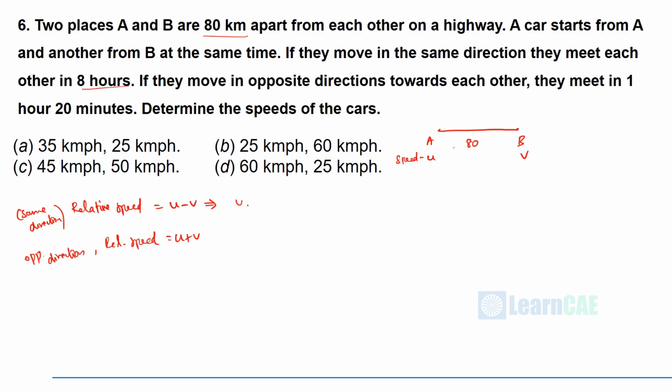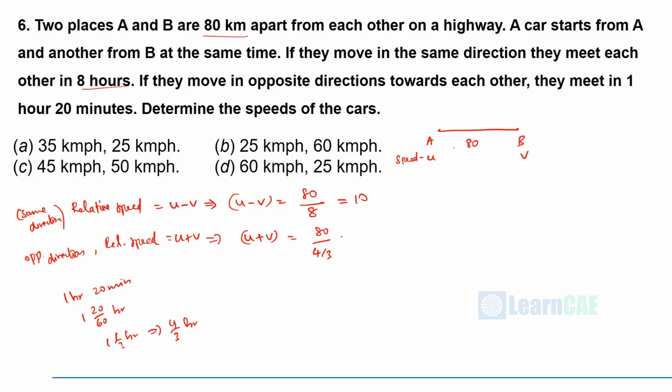So in the first case, the speed u minus v is equal to distance by time. Distance is 80 kilometers, time taken is 8 hours. In the second case, the speed is u plus v, and the distance covered is 80 divided by the time taken, that is 1 hour 20 minutes. So 1 hour 20 minutes can be written as 1 plus 20 by 60 hour. This is equal to 1 plus 1 by 3 hour, which is 4 by 3 hour. So we can write this as 4 by 3 hour.